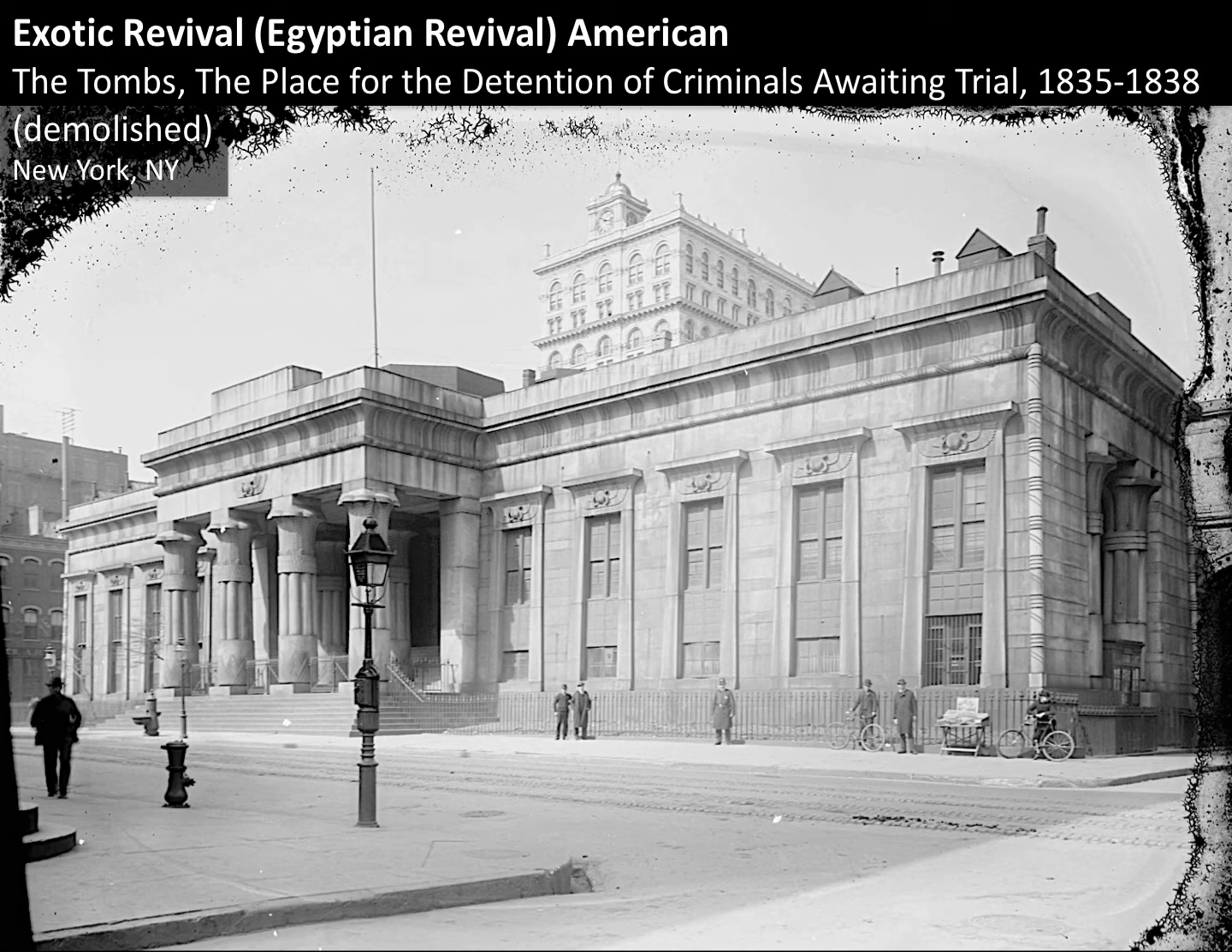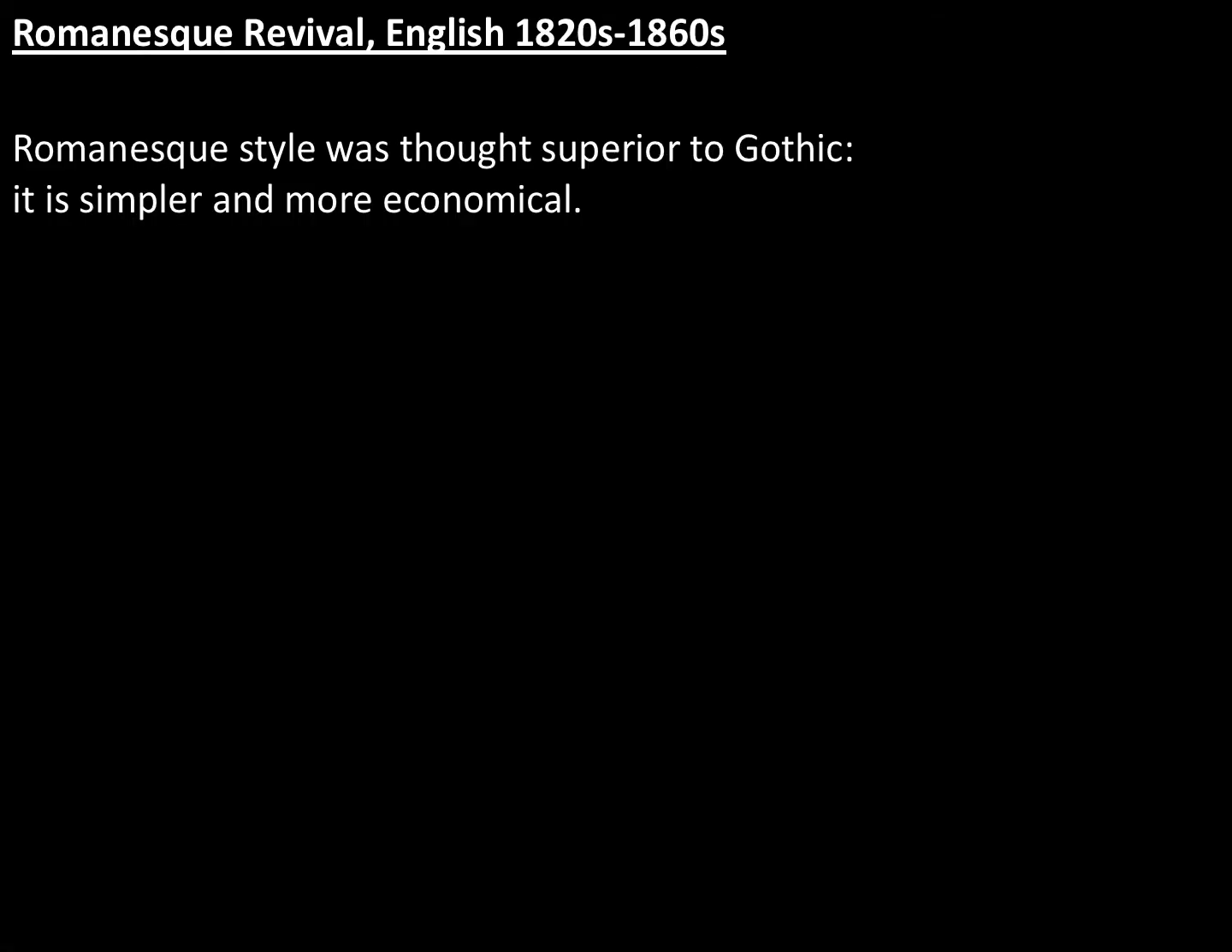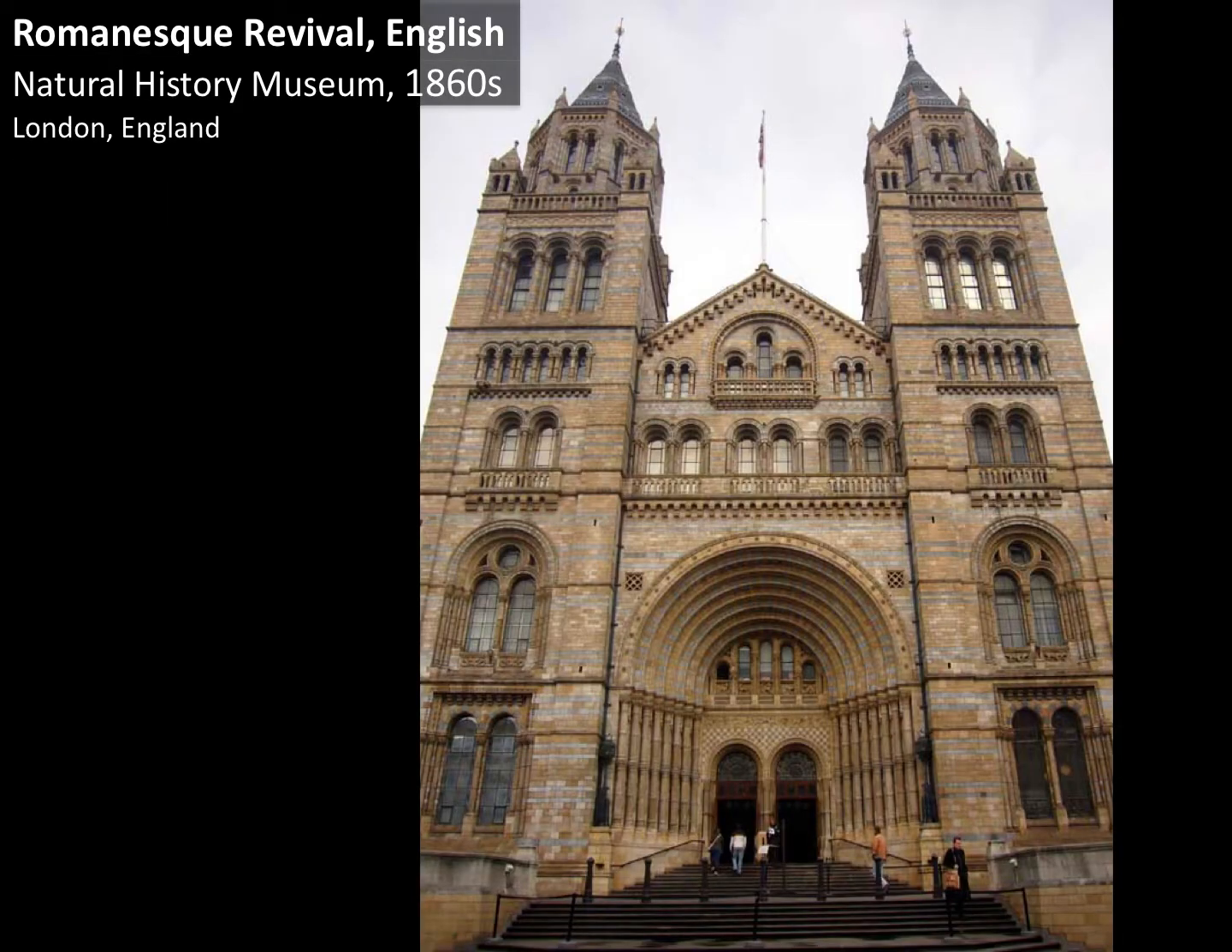Moving along, let's look at the Romanesque revival. And as soon as you had the Gothic revival, you had a response to it, the Romanesque one, because designers thought that it was superior to the Gothic because it was even simpler and more economical. And just as we saw with the Gothic revival, the ideas that were basically built in the Catholic churches became used for other things when you get to the Victorian era and you get to all of these revivals.